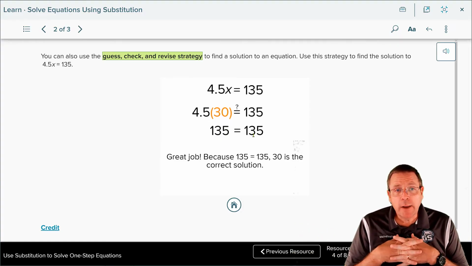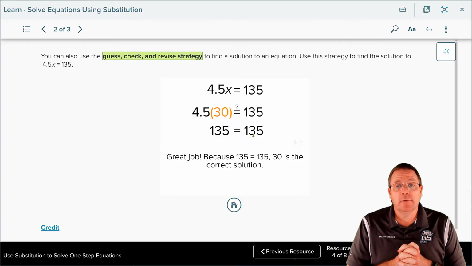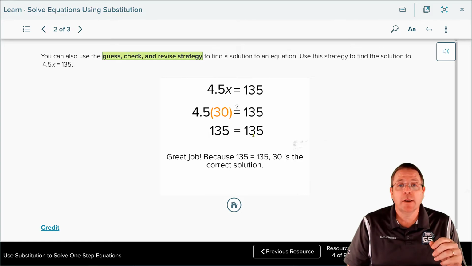I'm not a huge fan of guess, check, and revise. It is okay, but you're quickly leaving the age of guess, check, and revise and getting to the age of solving the equation using big kid math. And when I say quickly, I mean starting in tomorrow's lesson.